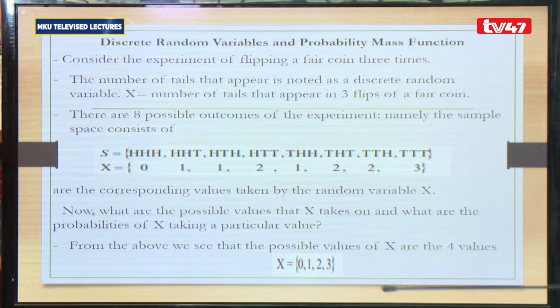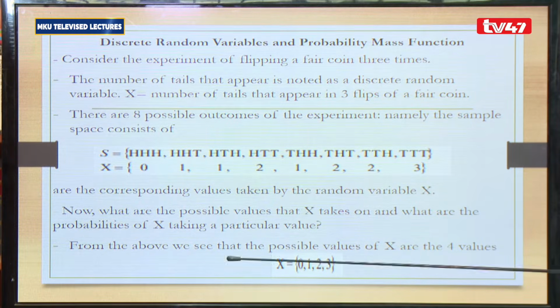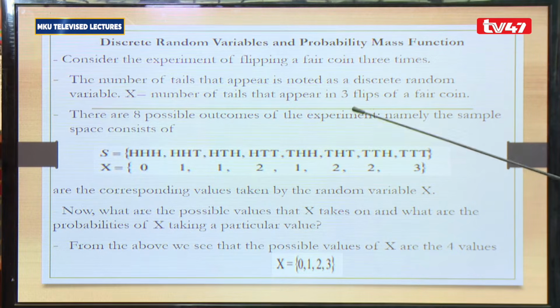Now, consider the experiment of flipping a coin 3 times. The number of tails that appear is a discrete variable because you can have 0, 1, 2, or 3 tails. Let x be the number of tails that appear in 3 flips, so that the total number of outcomes is as follows, and there are 8 of them, because the number of outcomes is 2 raised to the number of coins you toss, that is 2 raised to power 3, and that will give you 8. So this is the list of the possible outcomes you can get.